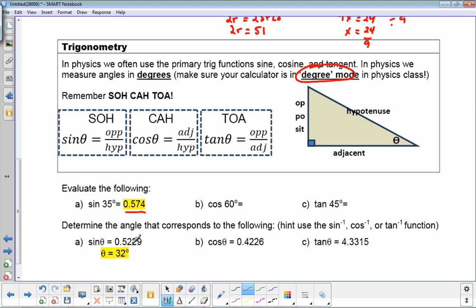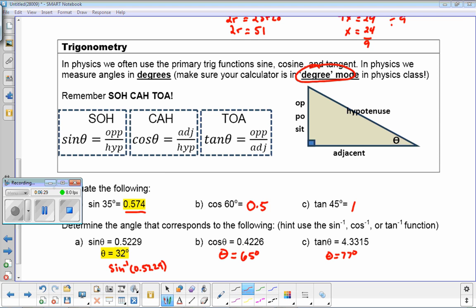So what we do is we do sine inverse. We do the sine inverse of 0.5229. To do that on your calculator, you enter 0.5229 and then second function sine. That usually gives you the answer. So in this case, it should be 32 degrees. So what I'd like you to do is pause, try the remaining examples here, and then check your answers.